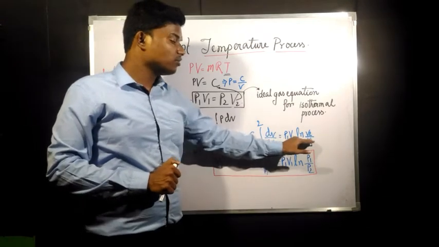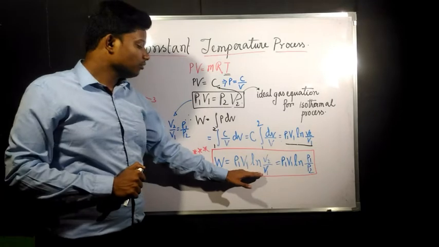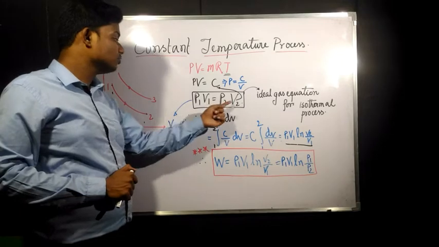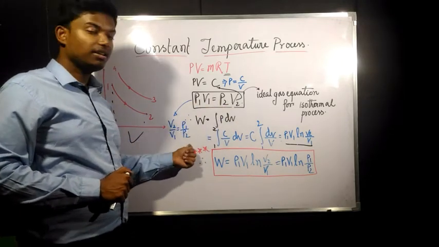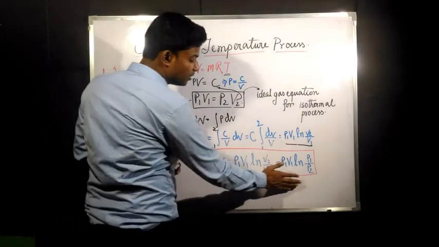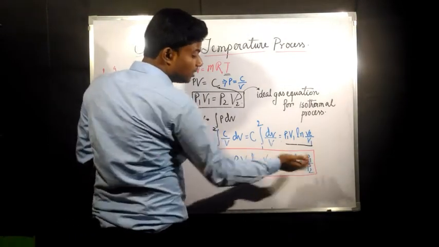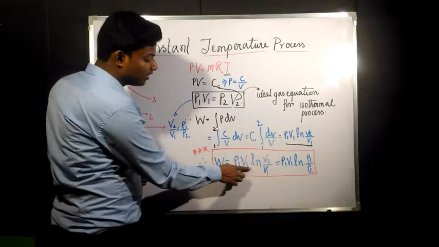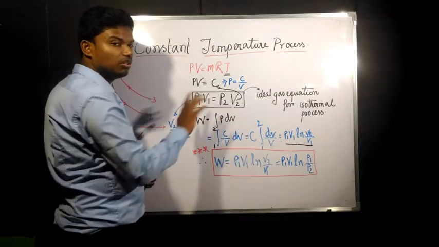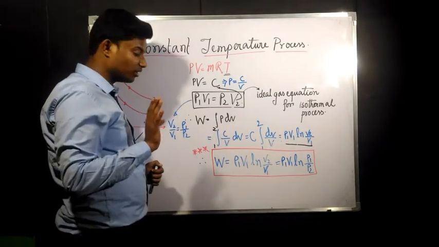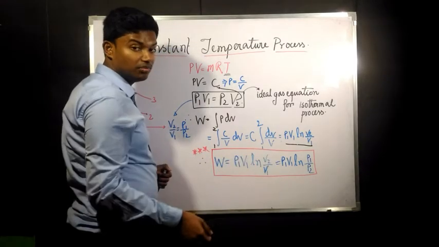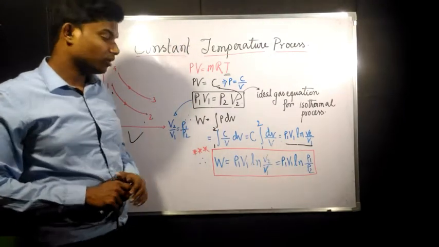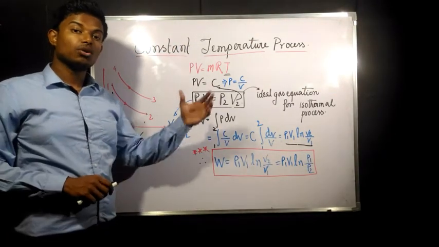Okay, so constant into natural log of final volume by initial volume. Now if we write this again here, from this equation we can easily write V2 by V1 is going to be equal to P1 by P2. So this same equation can be written as P1 V1 into ln P1 by P2, initial pressure by final pressure, but here final volume by initial volume. And you can also replace P1 V1 by P2 V2. These two will be the same thing only. So it's your wish what you are going to write, but this final volume by initial volume can be replaced by initial pressure by final pressure. In this way we can find the work for constant temperature process.